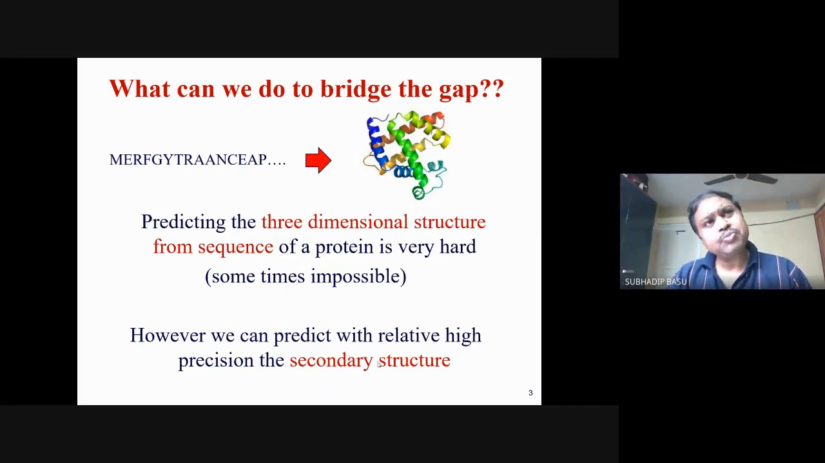So prediction of three-dimensional structures from sequence is often a hard problem, and sometimes very difficult. So we focus in this particular lecture on how we can have the secondary structure of the proteins predicted with reasonably higher precision, and we get a significant advantage in terms of the functionalities of the proteins, because the structures are better conserved and they eventually relate to the functional association of those proteins.